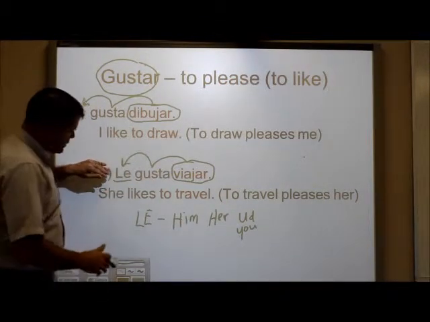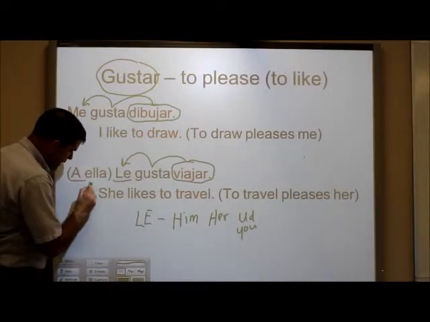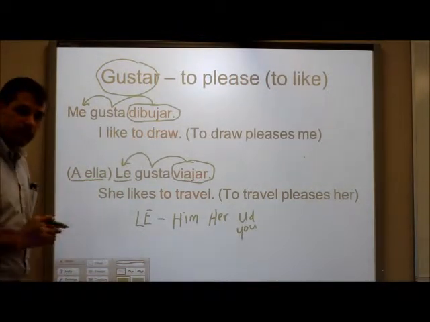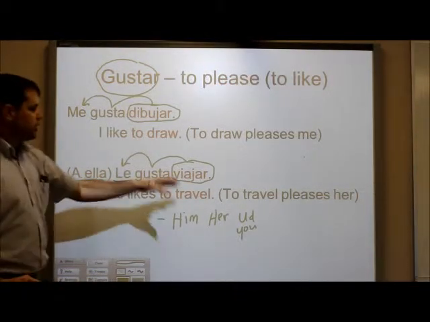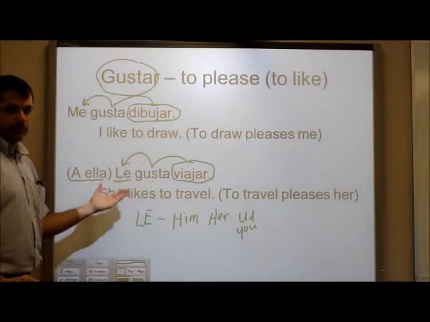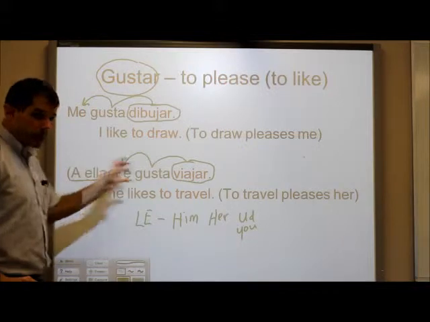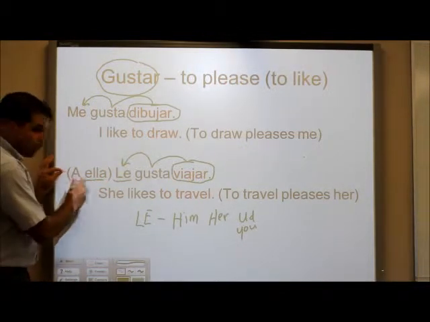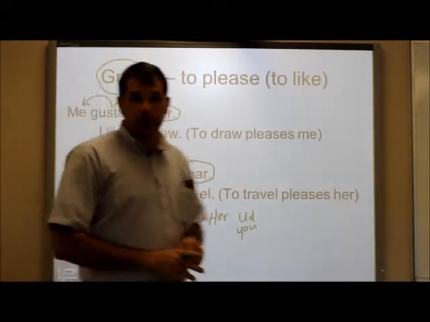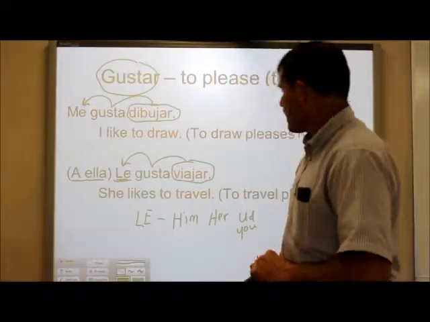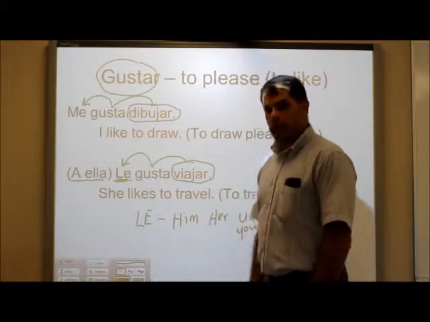Because it has those three options, I need to clarify who that le is referring to by putting an a ella in front of it. So a ella clarifies that it means to her traveling pleases, or pleases her. The a ella really doesn't get translated when we translate this to English. It is there only to clarify who that le is, because le can mean three different things. Okay? So, le gusta viajar, to travel, pleases her in this case.